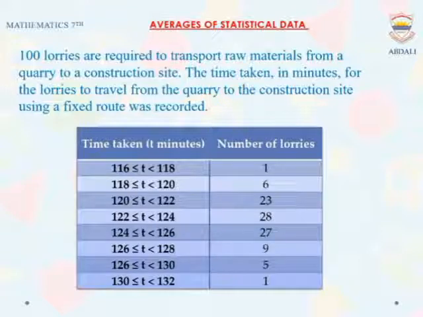So we have to see it carefully. It is our data, times taken in minutes. Like in 116 to 118 minutes, one lorry is transported, and in 118 to 120 minutes, 6 lorries are transported, and in the interval of 120 to 122, 23 lorries are transported, and so on. Okay.